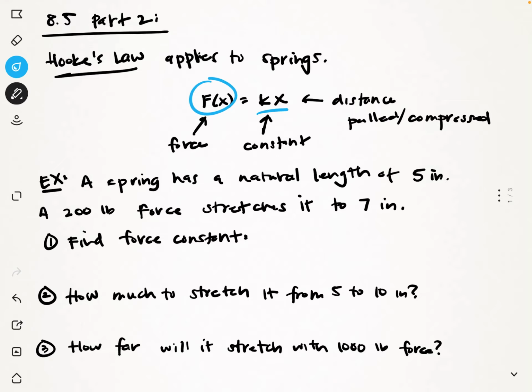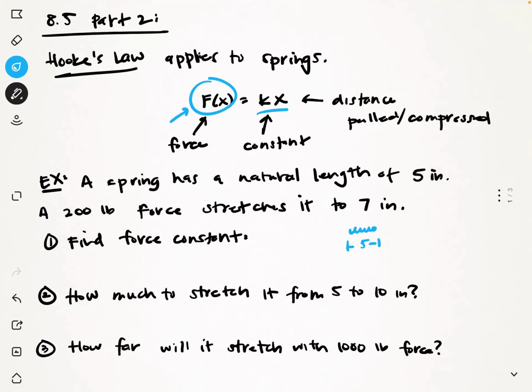It says a spring has a neutral length of 5 inches. So we have this spring, and at rest, if we're not pulling on it or pushing it, it's 5 inches long. And it says a 200-pound force stretches it to 7 inches. So number one, it's saying find the force constant. So let's set this up.